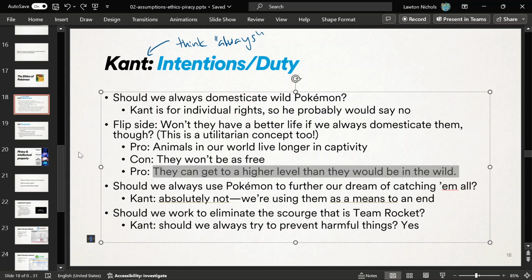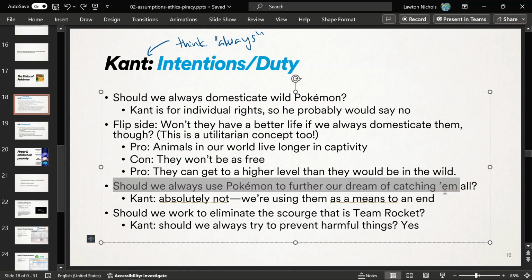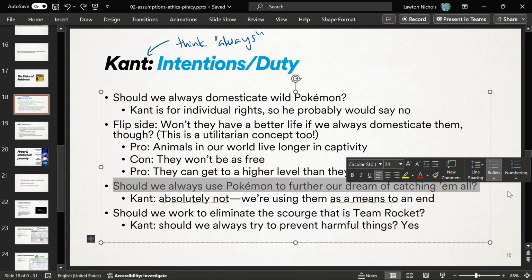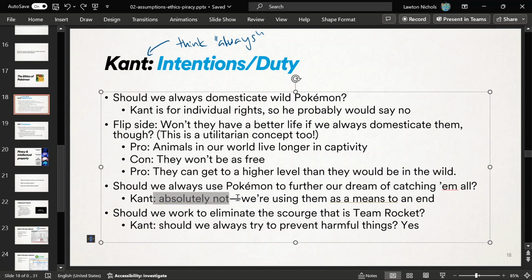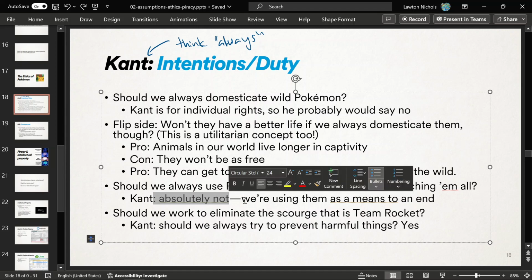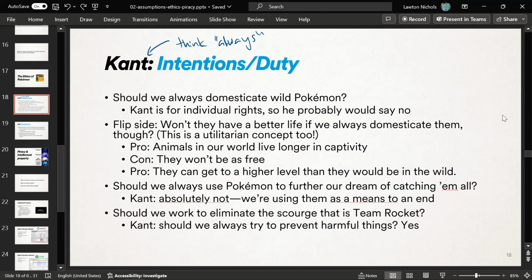They level up, and so maybe that would be better for them in the end. So he'd be thinking like that. But probably he's for individual rights, so at the end of the day, he'd probably argue, probably not a good idea, right? And then also, he'd ask the question, should we always be using Pokemon to further our dream of being the Pokemon master, catching all of them, fulfilling our Pokédex? And he'd be like, no, probably absolutely not, in fact, because that's using Pokemon as a means to an end, which is something he's clearly not on board with, okay?